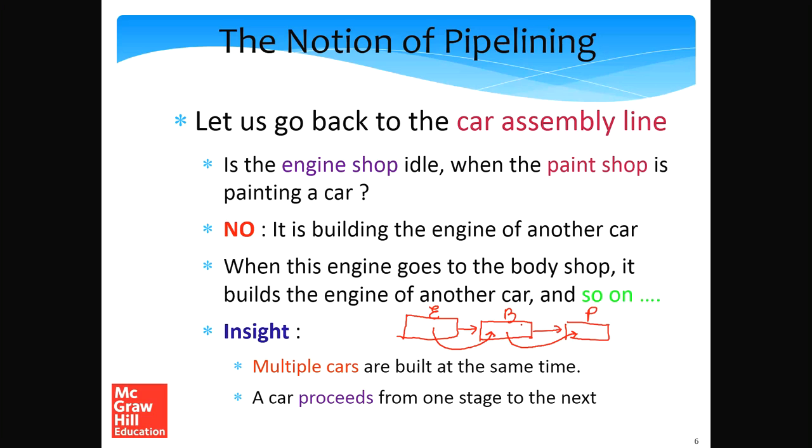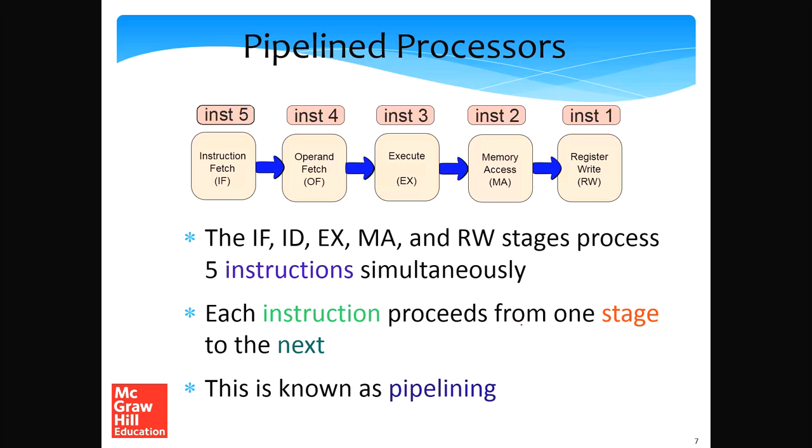So, can we use the same logic in a processor? We shall see. Let us consider an example of a pipelined processor. Let's look at our 5 stages: instruction fetch (IF), operand fetch (OF), execute stage (EX), memory access (MA), and register write (RW).